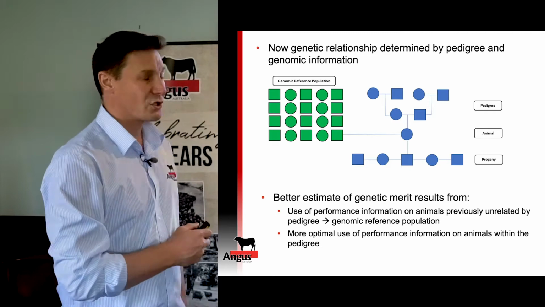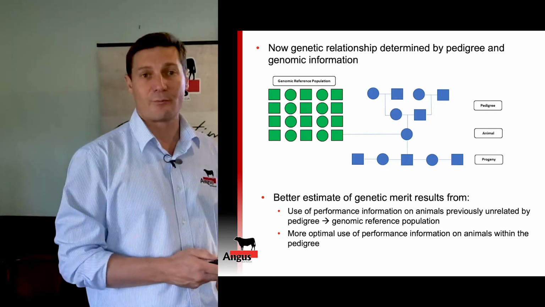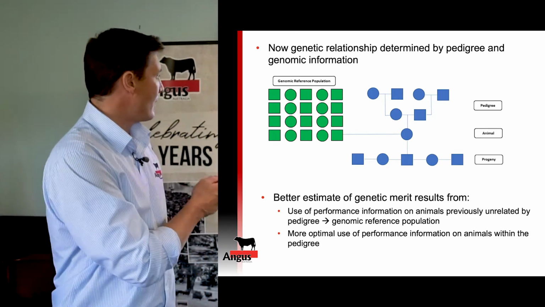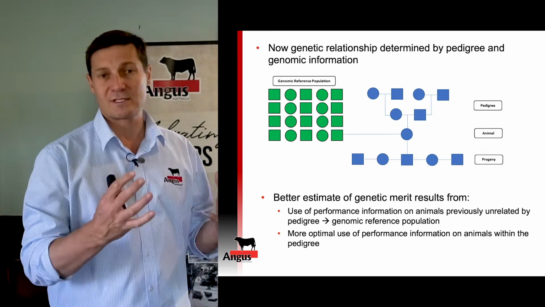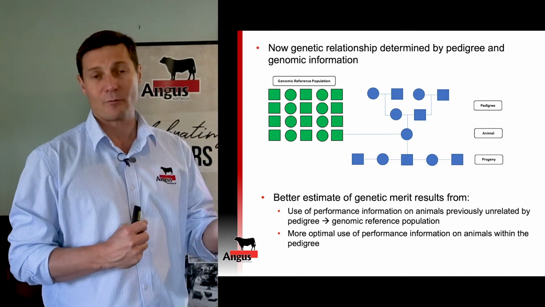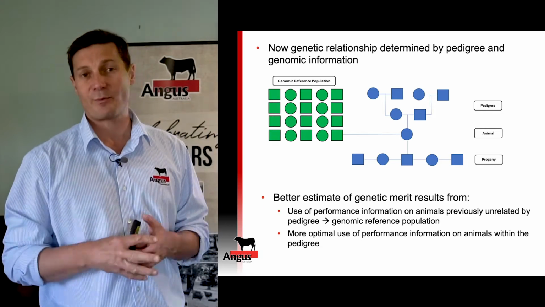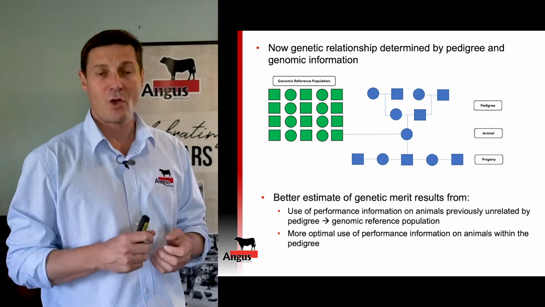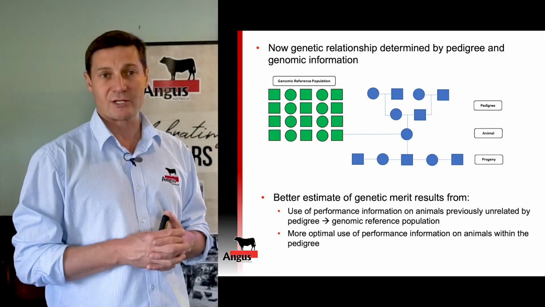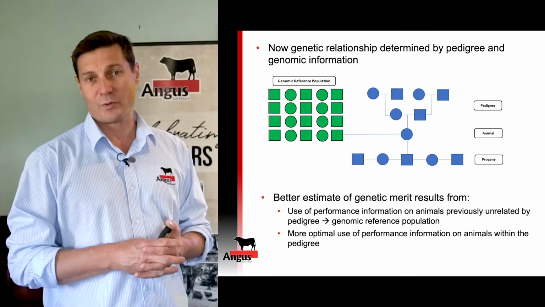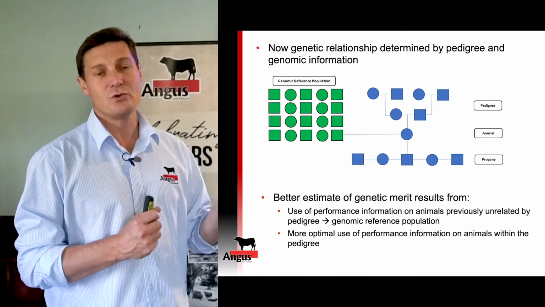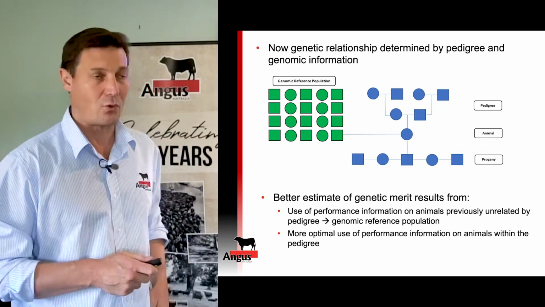When we're looking at genomics, the reason we can now better estimate breeding value is twofold. The first is we can now start to use performance information on animals which were previously unrelated by pedigree. With the benefit of DNA information, we can understand the genetic relationship between those animals and the animal for which we're trying to estimate breeding value, and use that performance information as an additional source.